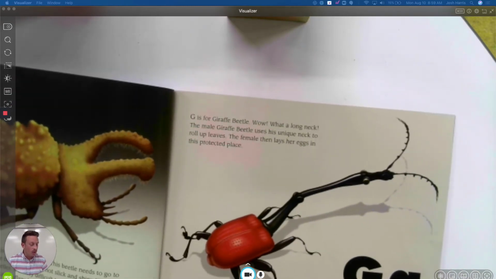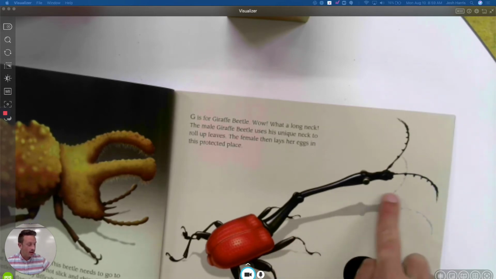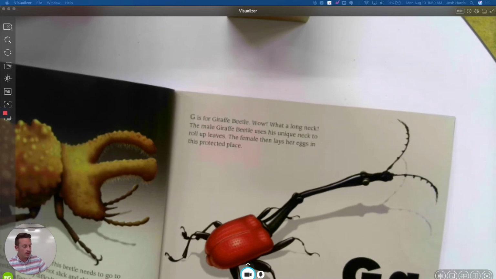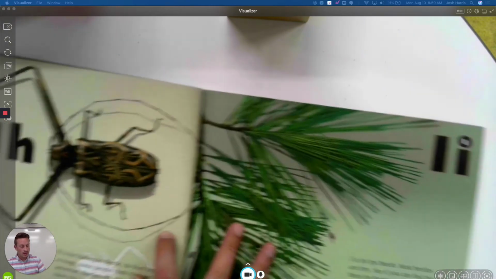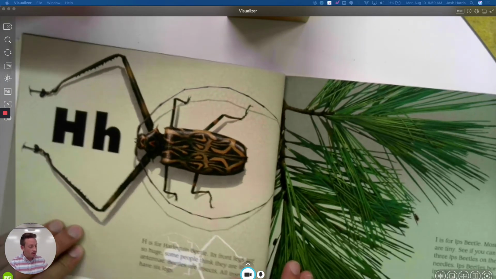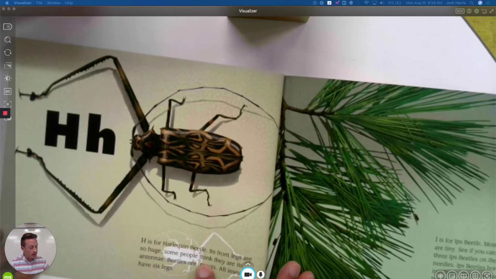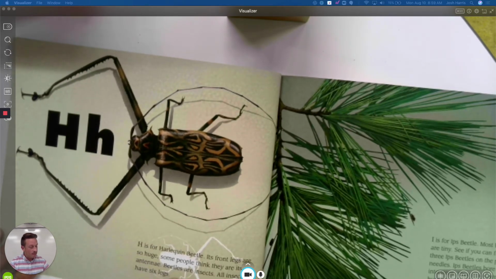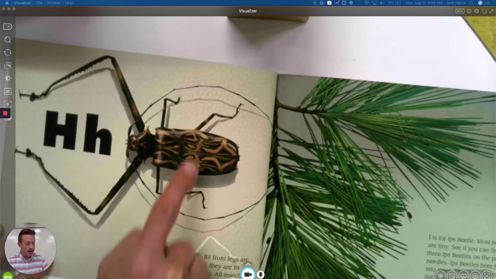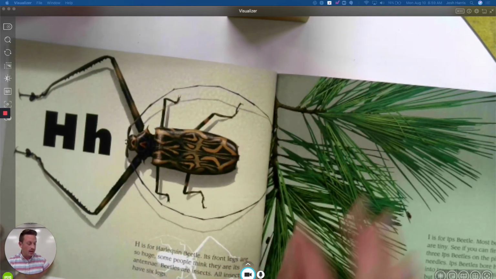G is for giraffe beetle. Wow, look at that long neck. The male giraffe beetle uses its unique neck to roll up leaves. The female then lays her eggs in this protective space. So H. H is for Herculean beetle. Its front legs are huge. Some people think they are its antennae. Beetles are insects. All insects have 6 legs. So look, we have 1, 2, 3, 4, 5, 6. And it has 2 long antennae that go back.